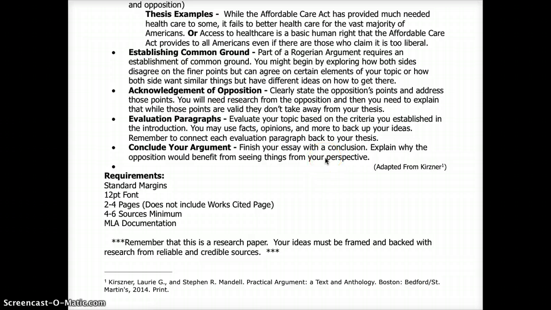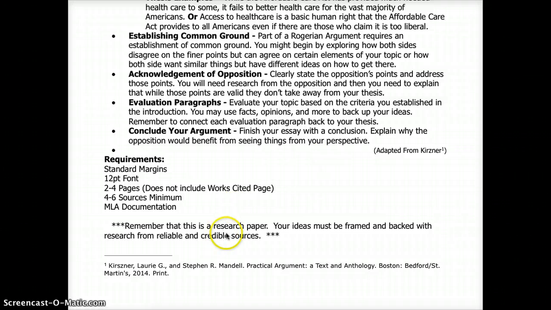Ultimately, you're going to conclude your argument with a conclusion in which you explain why the opposition would benefit from seeing things from your perspective. So again, not saying that the opposition is wrong, simply saying while we disagree on certain points of this, here's how it would benefit the other side to see things from my way. Just keep in mind this is a research paper and that everything's going to have to be backed with research from reliable and credible sources. So make sure that you are paying attention to your sources and that they are reliable and credible.